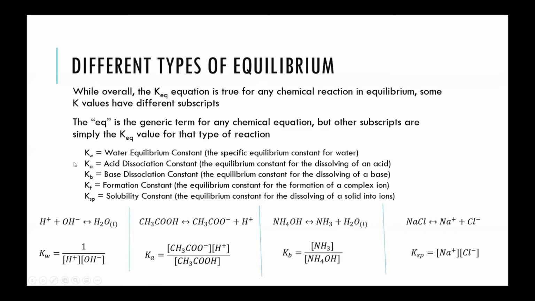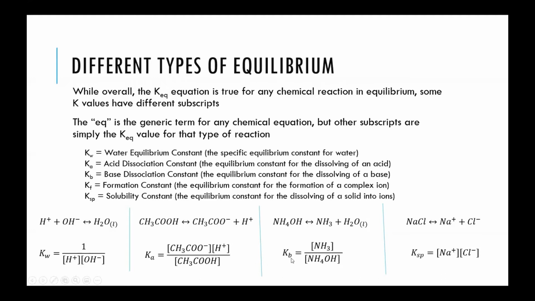So Kw is a very specific constant. That is the equilibrium of water itself. So water is in constant equilibrium with H plus ions and hydroxide, and this unique equilibrium is so important, especially in acid-base chemistry, that it has its own subscript. So Kw is the constant of the equilibrium of water.